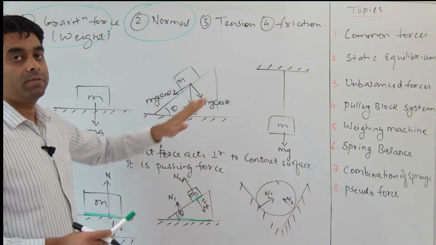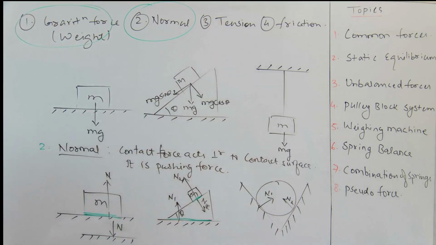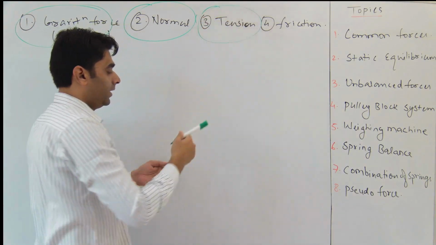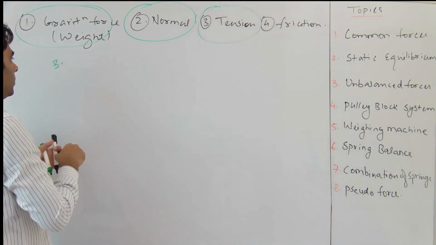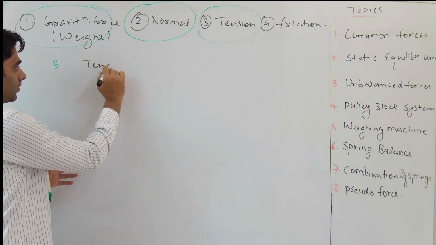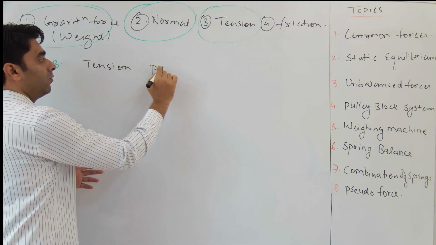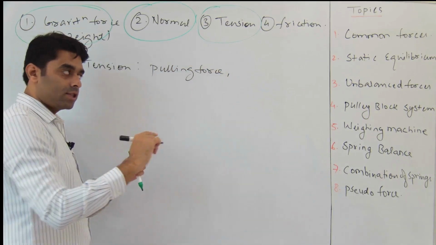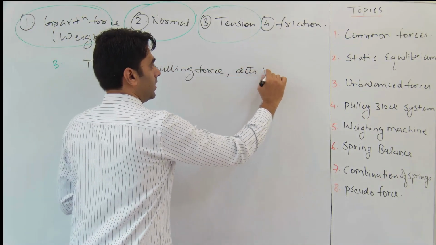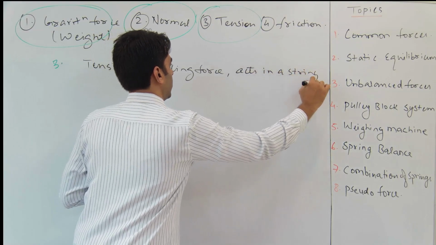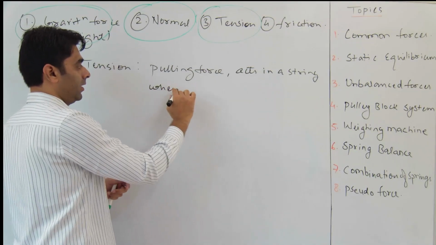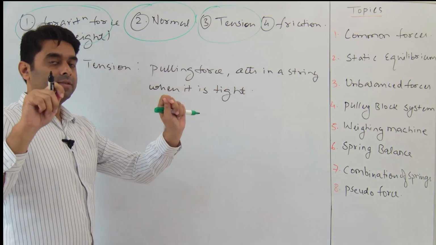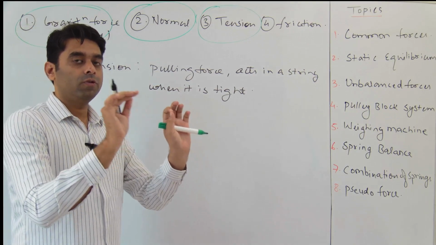Let us look at the next, which is your tension. So next we will be discussing tension. If we talk about tension, it is a pulling force. It's a pulling force which acts in a string when it is tight. When the string at both the ends is tight, it experiences a force which we call tension.